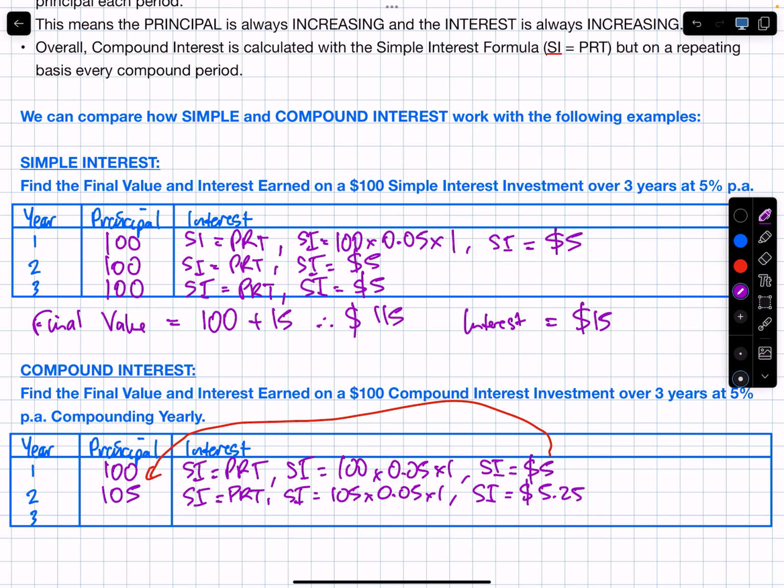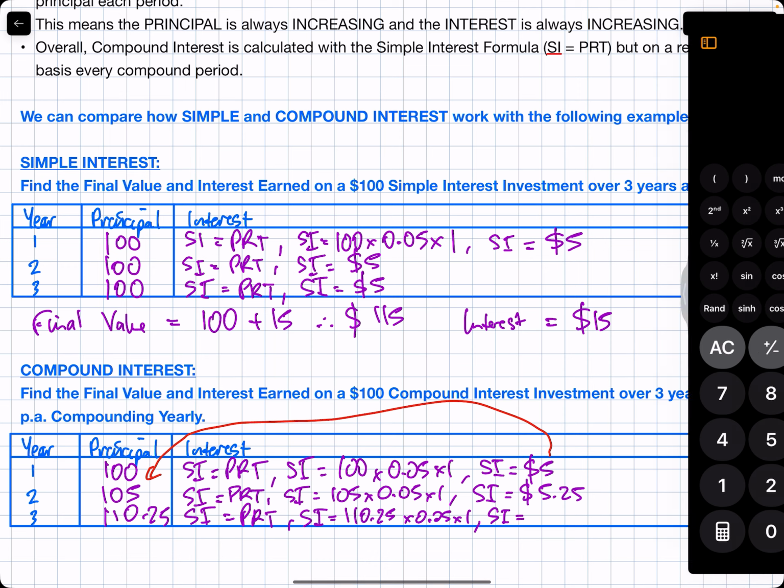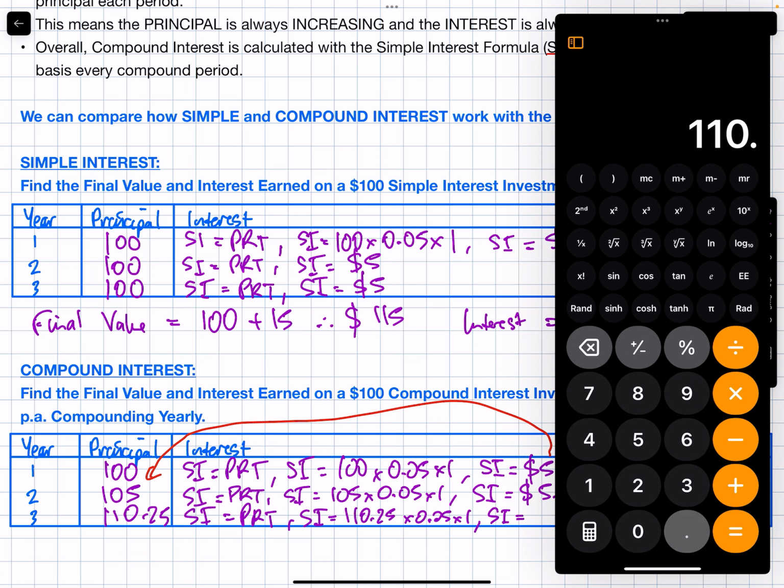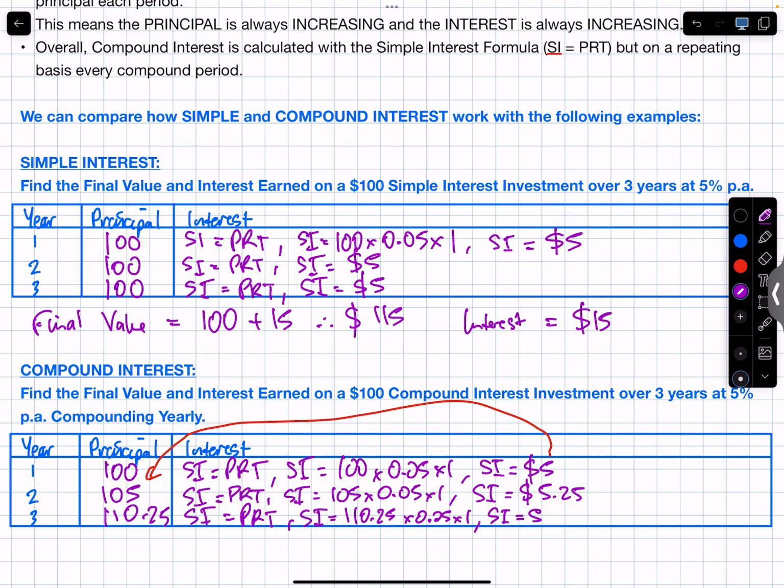What will the principal be in year 3? Is it still going to be 105? What's it going to be now? 110.25. Good. So some people forget you earned a little more. It's going to be 110.25. SI equals PRT. SI equals 110.25 times by 0.05 times by 1. 110.25 times 0.05 is $5.51.